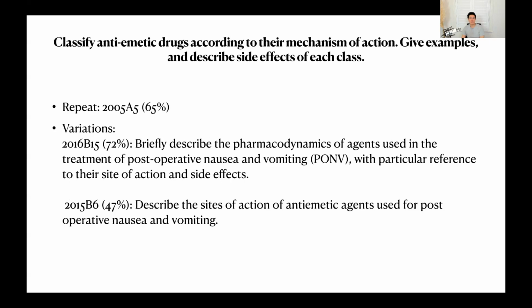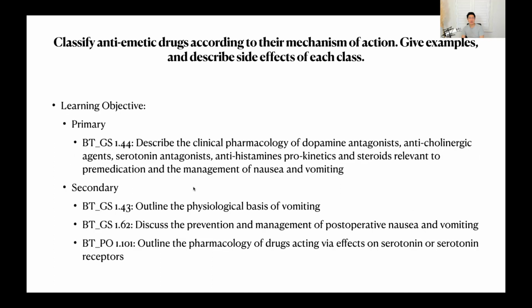So 2016, the variation was briefly describe the pharmacodynamics of agents used in the treatment of PONV with particular reference to their site of action and side effects. And then 2015 is describe the sites of actions of anti-emetic agents used for post-operative nausea and vomiting. So you can see that you don't have to go back as far as 2005 to actually cover this question. And it's got a very good pass rate.